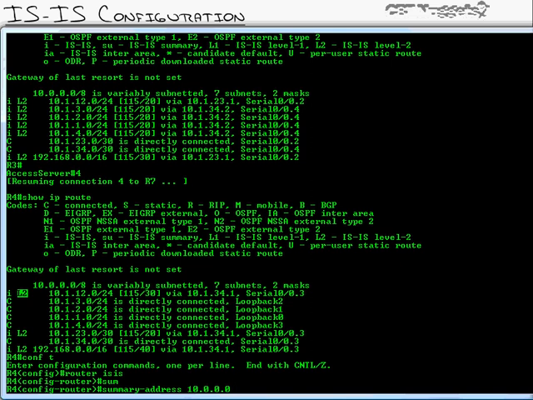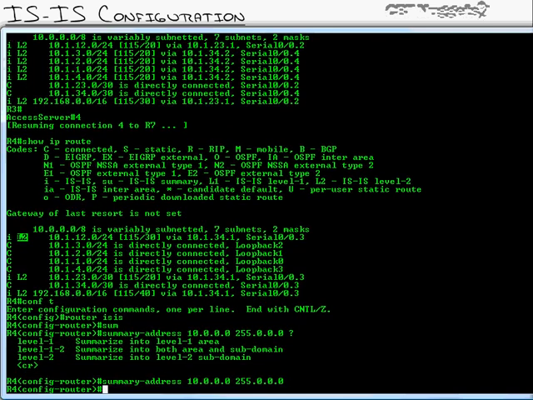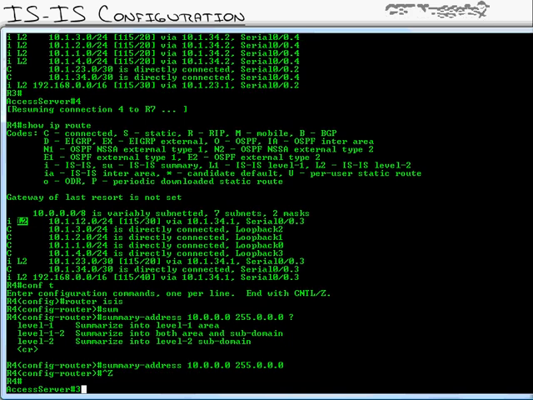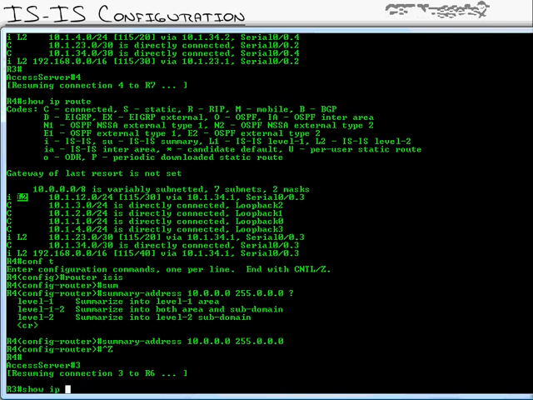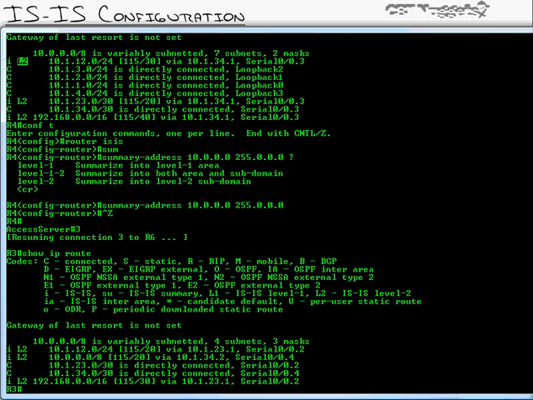Very lazy summarization. Forgive me. I almost feel bad doing a summary address that looks like that. I'm just going to keep the default, which is a level 2 only advertisement. And at this point, I should be able to hop back up to router 3, show IP route. Bam! I feel like Emeril on the cooking show. Look at that. We now have summarized address for both area 2 and area 1.